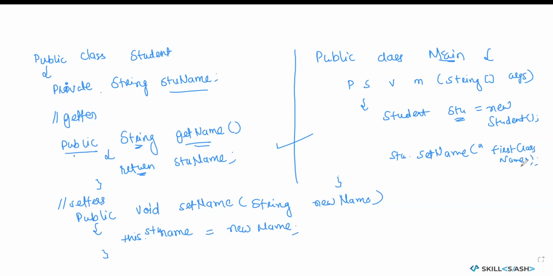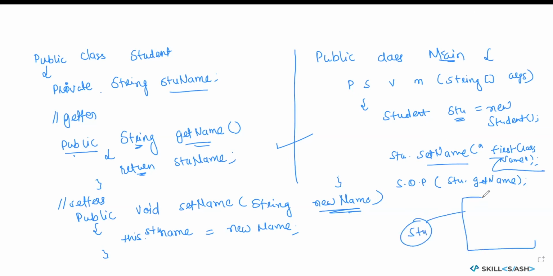If I'm giving some name to this object, the first name, and then I do system.out.println and then stu.getName, it will print whatever I have set up. So when I call this method setName, it will go over here. First name will go into newName, and it will be set for this object. So for stu, in the compiler, there will be some memory occupied with the student name for this object, in your main memory.